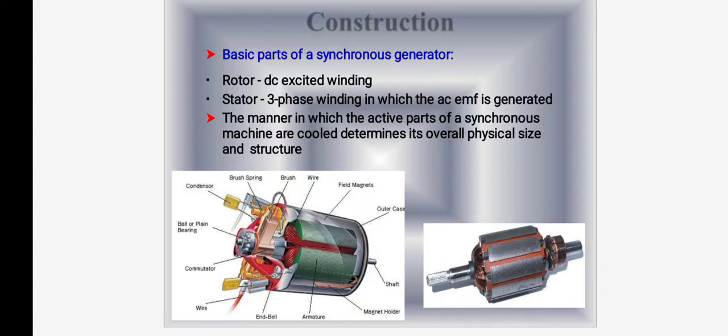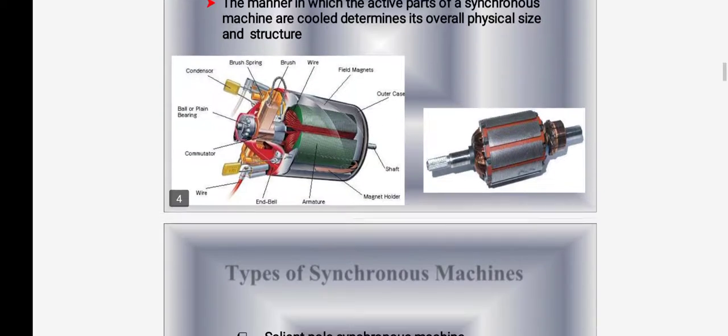From the diagram, we can see the constructional parts of the synchronous generator. It consists of the rotor, the magnetic field, the winding, and the brushes. From the diagram you can easily understand the construction of the synchronous generator.